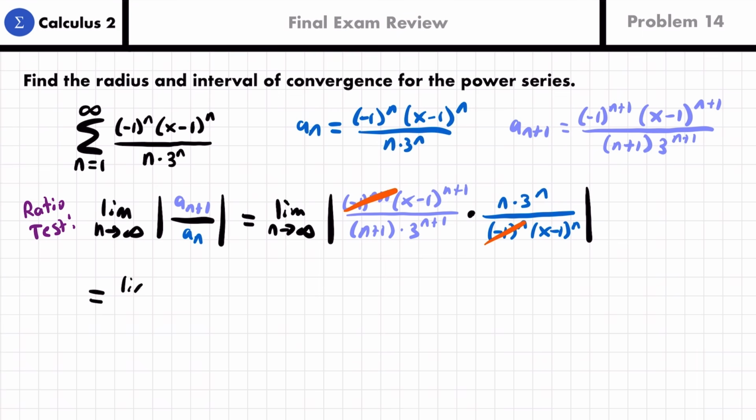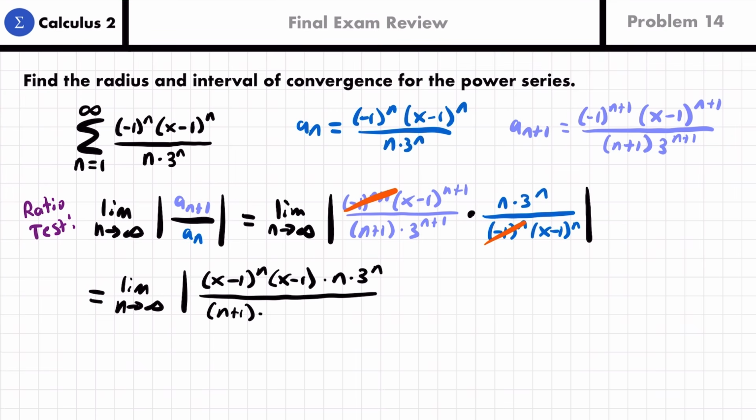Our next step is to have the limit as n approaches infinity of the absolute value of x minus 1 to the power of n times x minus 1 times n times 3 to the power of n divided by n plus 1 times 3 to the power of n times 3 to the first power times x minus 1 to the power of n. Okay, so I just multiplied everything together here into one fraction, and I also split up those powers that I mentioned before.